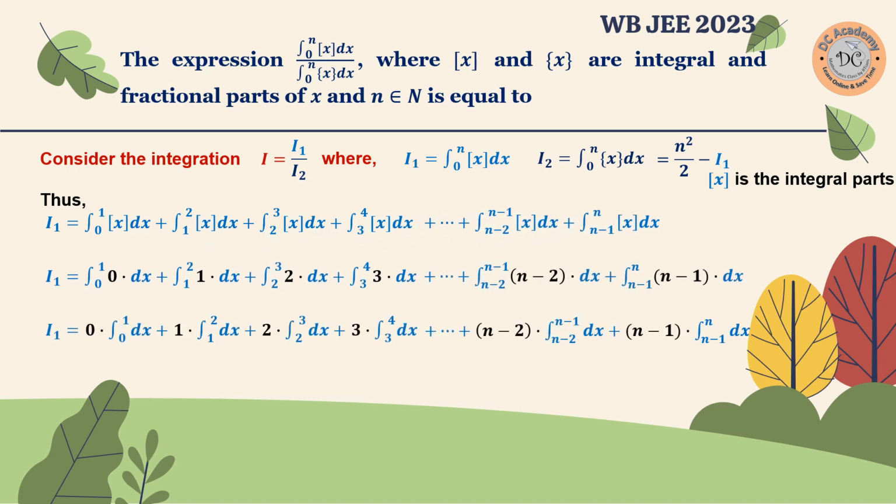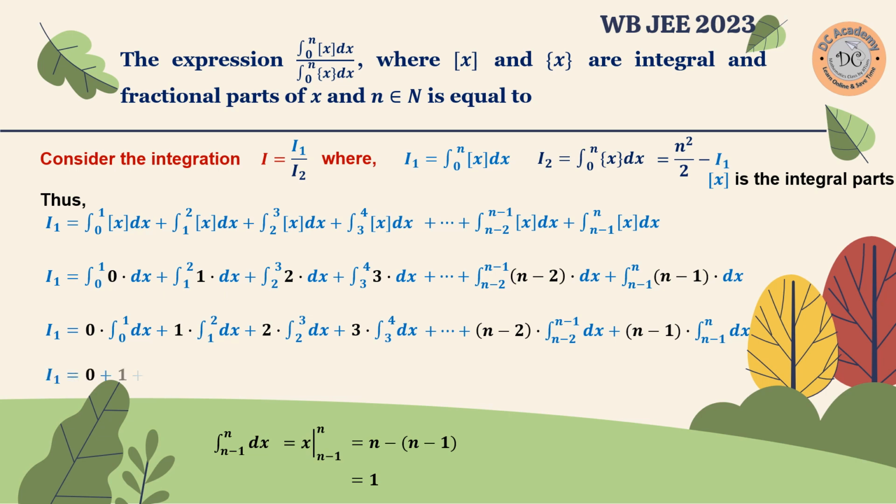To solve it in an easier way, we just take those constants 0, 1, 2, 3, up to n minus 2 outside of the integration, which is very obvious because they are constants. Now here we need to calculate the integral from 0 to 1 of dx, 1 to 2 of dx, 2 to 3 of dx, and so on and so forth. All of these are actually in the form of the integral from n minus 1 to n of dx. So the difference of the lower limit and upper limit is the integer value 1. Now let's solve this integration. If we do that, it will be n minus (n minus 1), which gives me 1. So all the integrations in I1 will be equal to 1 itself.